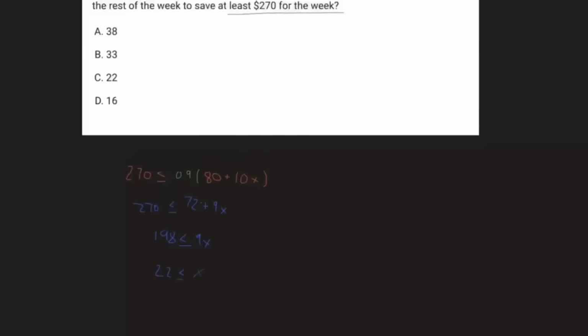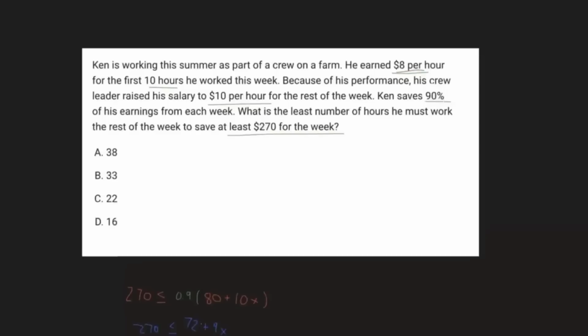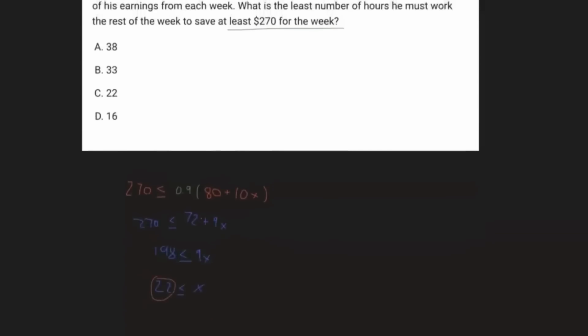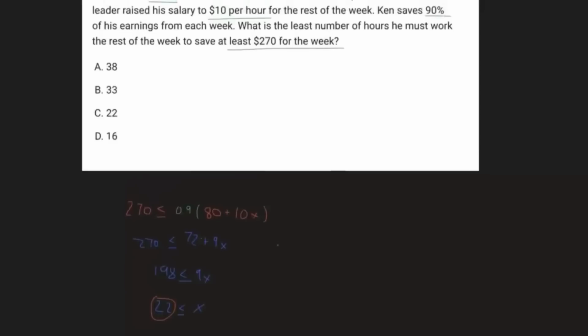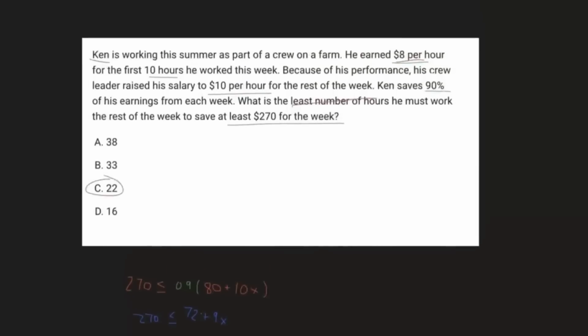All right, so what does this represent? Well, this means that in order to save at least $270, Ben will have to work at least 22 hours, right? But this also means that if he works greater than 22 hours, he'll save more than $270. But we just want to find the number of hours that it'll take him to save at least $270, working the least number of hours, right? And the least number of hours in our case is right here, 22 hours, because that's the minimum that he has to work. And therefore, our answer choice is going to be C.